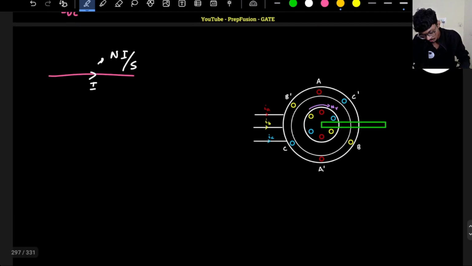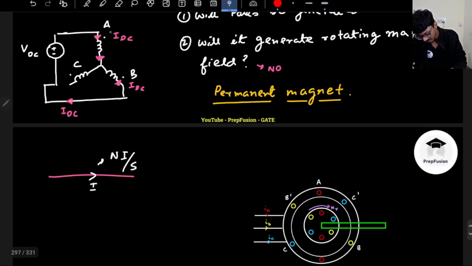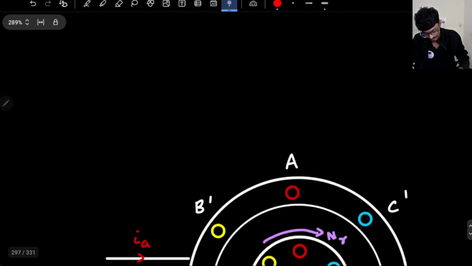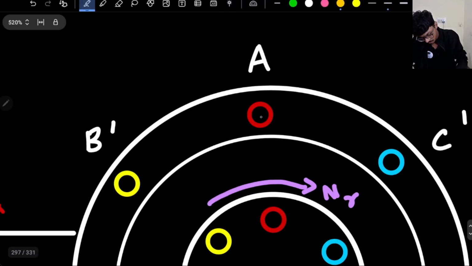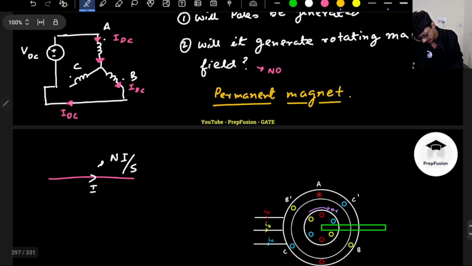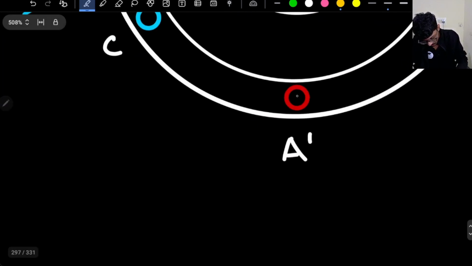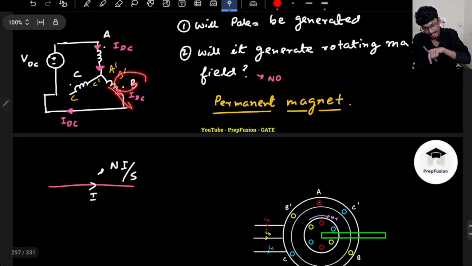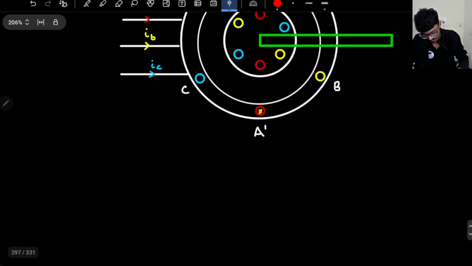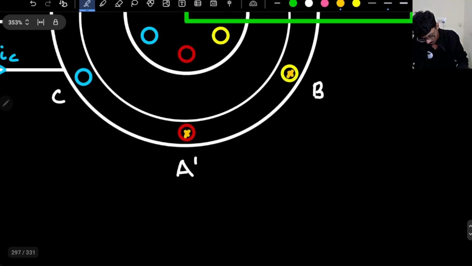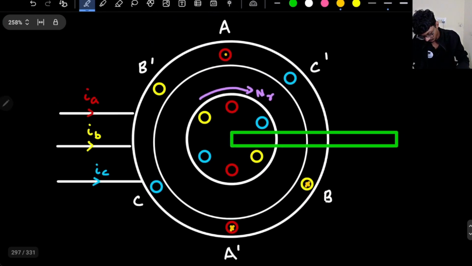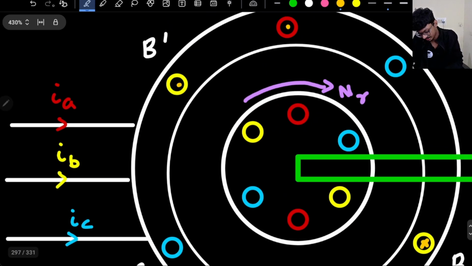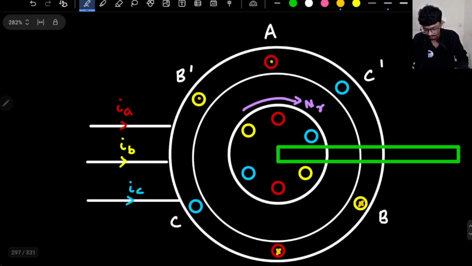So if I see that the current is entering, the assumption is, if it enters, I will assume it to be a dot. And for the A dash, it will be a cross. So A is here, A dash will be here, B dash here, C dash here, C here, B here. For A dash, it will be cross. For B, if I see, it is exiting, exiting means it will be a dot. And for B dash, it will be cross.